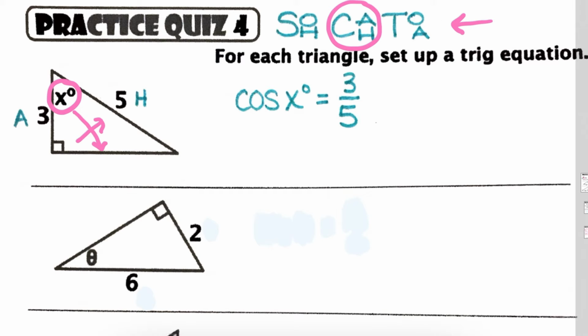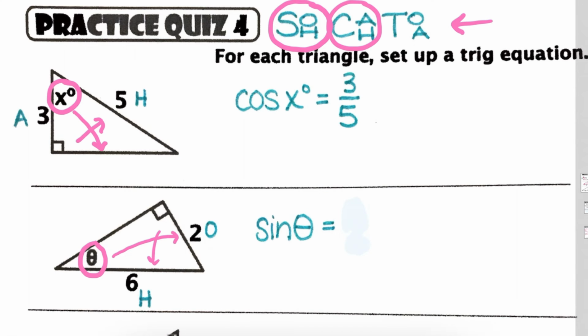On the next one, I see the hypotenuse because it's across from that 90. Then when I go over to the angle, that 2 is the one that's all the way across over here, so the 2 is opposite. I've got an O and an H, so this one is going to be the S, the sine of the angle. That's the Greek letter theta. Sine of theta is equal to O over H, so 2 over 6.